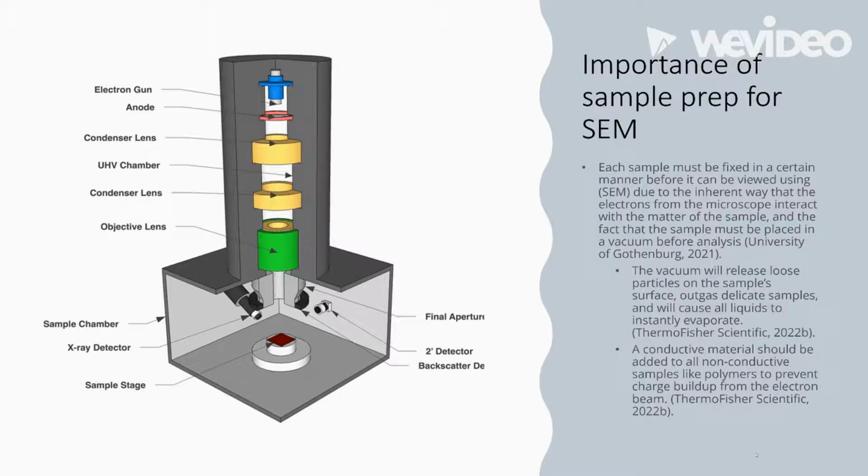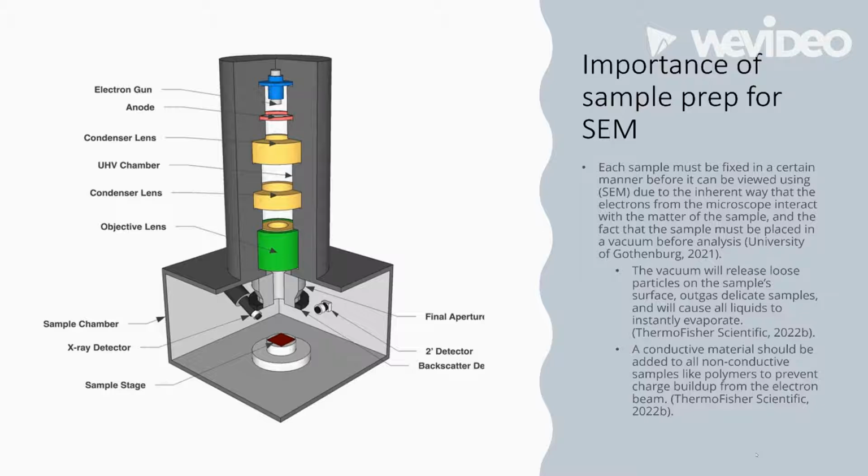So I mentioned that the sample is inserted into a vacuum. If you notice at the bottom of the image on the left, there's a large chamber where there is lots of negative pressure in there to allow the electron beam to focus on the sample. So that means that the sample has to be prepared in such a way that the vacuum will not destroy it upon analyzing it.